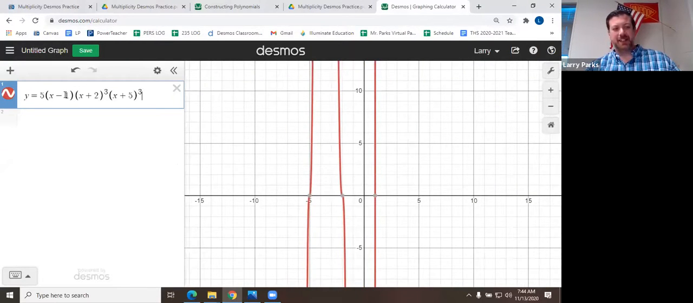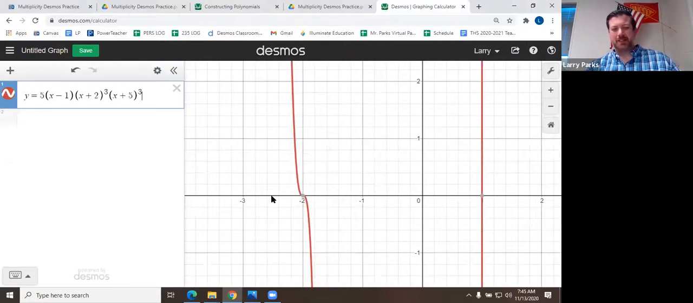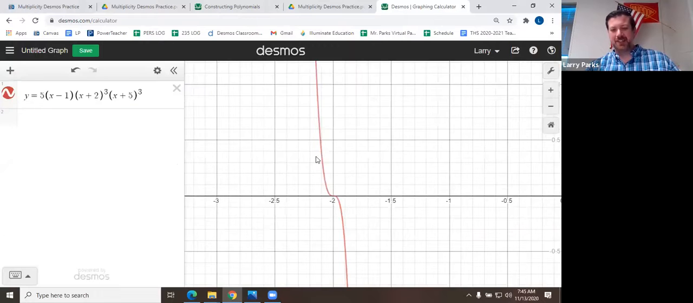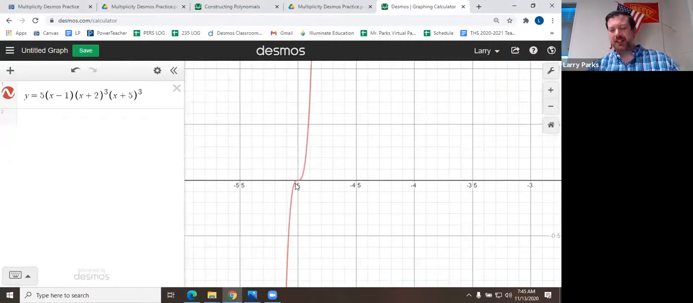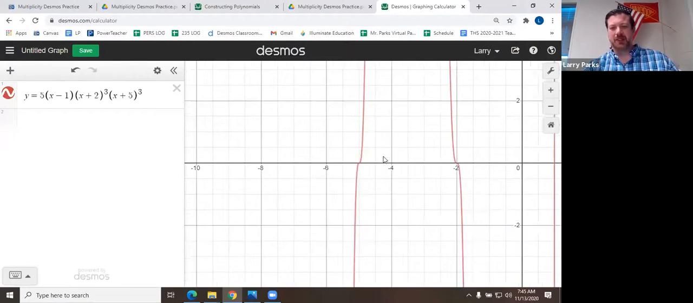So notice I have 1 is a solution. I have -2 is a solution. And see how it kind of bounces right there? It doesn't just go through, it just kind of bounces. And then I have -5 as a solution. And again, it does a little bounce there. So anytime there's multiplicity, it does a little bounce. So this is what the graph looks like.